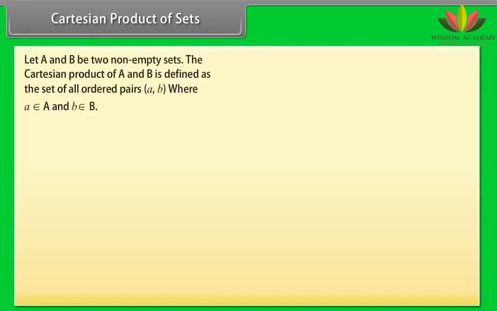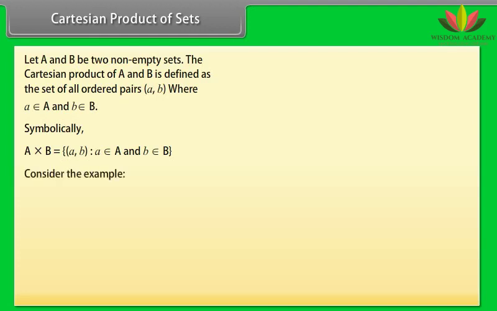Let capital A and capital B be two non-empty sets. The Cartesian product of capital A and capital B is defined as the set of all ordered pairs (a, b), where a belongs to capital A and b belongs to capital B. Symbolically, A cross B is equal to {(a, b) such that a belongs to A and b belongs to B}.